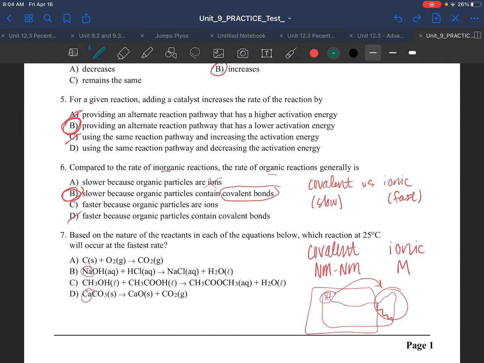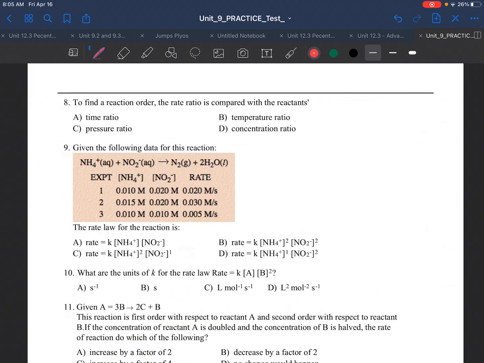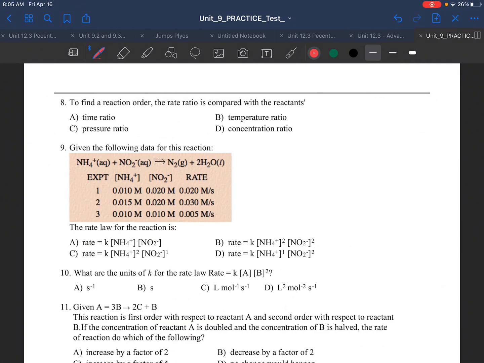Now, when we're left deciding between B and D, the key here is that yes, we have an ionic solid, but in this equation, they're already dissolved in water. So you have to remember that aq means dissolved in water. And we talked about how dissolving ionic compounds in water acts as a catalyst. So this one will react at the quickest rate. All right, moving on to the next page here.